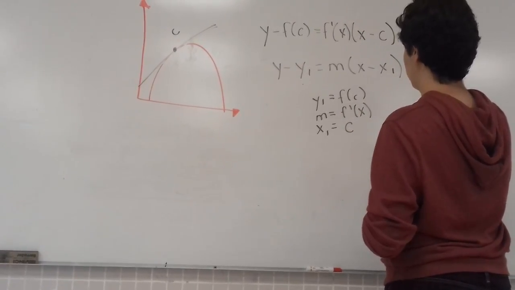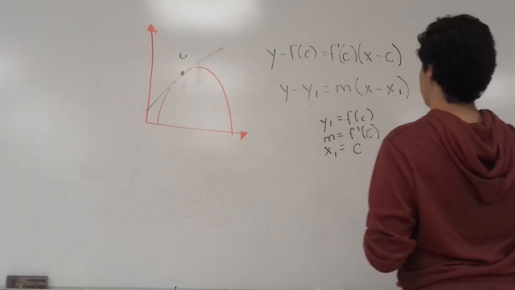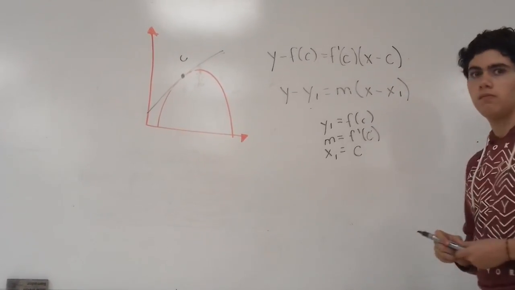And now we're done. We hope our examples were helpful when understanding how to get the equation of the tangent line at a certain point.